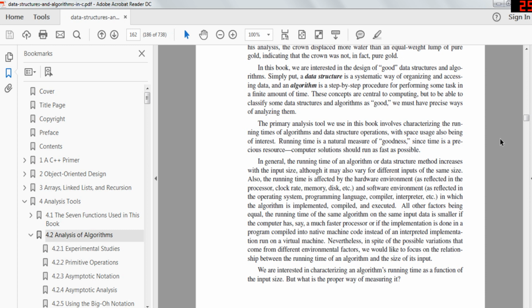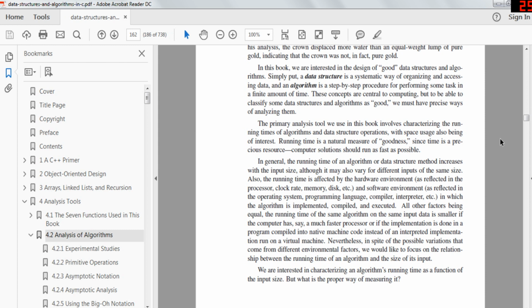The running time is affected by the hardware environment, as reflected by the processor, the clock rate, the memory, the disk, etc., and the software environment, as reflected in the operating system, the programming language, the compiler, and the interpreter in which your algorithm is implemented, compiled, and executed. With all other factors being equal, the running time of the same algorithm on the same input data is smaller if the computer has a much faster processor, or if the implementation is a program compiled into native code instead of interpreted on a virtual machine.